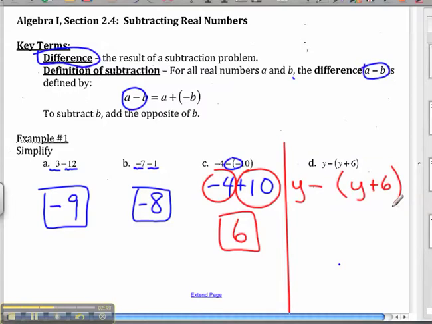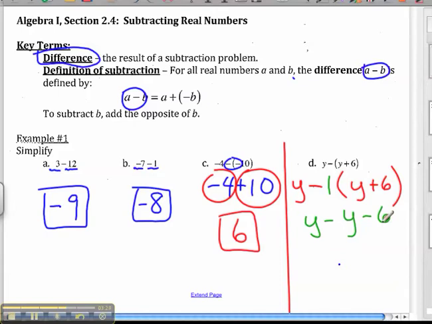Now, whenever I see parentheses, what's in front of these parentheses right now? A 1. Not just a 1, but this one is a negative 1. Whenever I have a number in front of parentheses, what am I doing? Multiplying. So I need to use the distributive property, which we're going to talk about tomorrow. It changes the signs of everything in there. So tell me how to rewrite this without our parentheses. Y minus y minus 6.